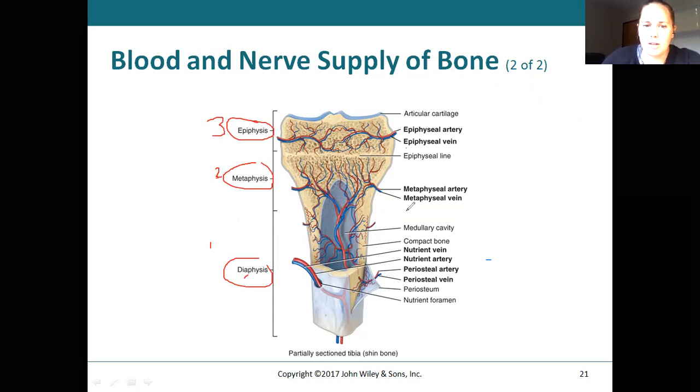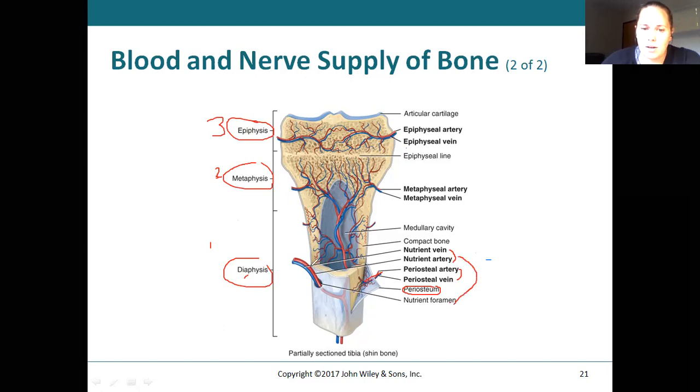Now, what we just talked about in that last slide is you have your periosteal vein and your periosteal artery. You can see them coming in through here. Again, they are vascularizing the periosteum. And then if we look at the nutrient vein and the nutrient artery, they're coming in through the nutrient foramen.